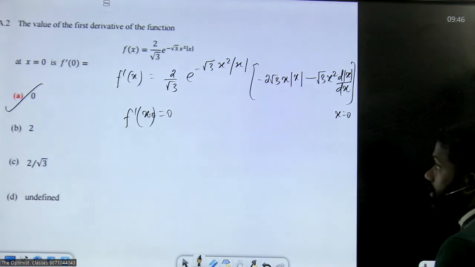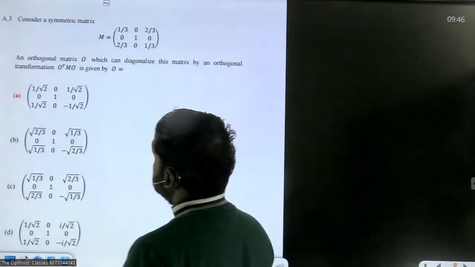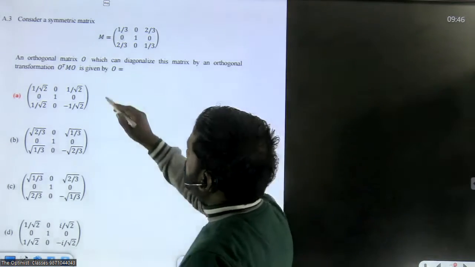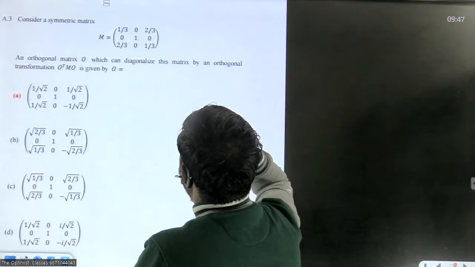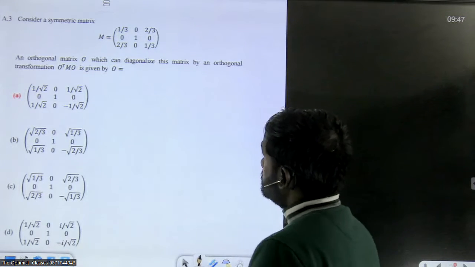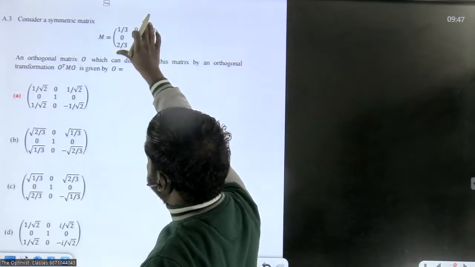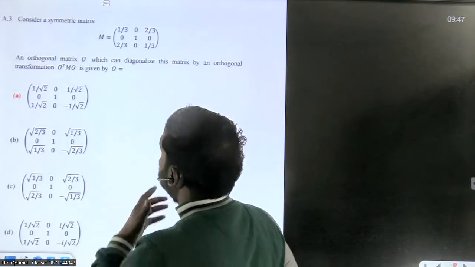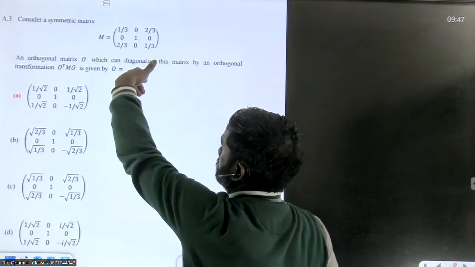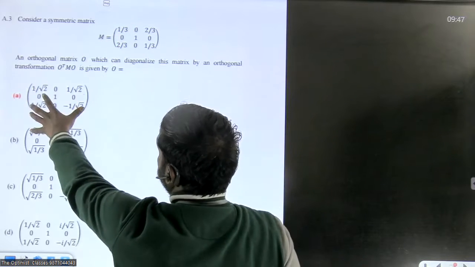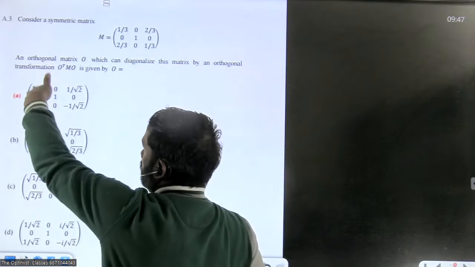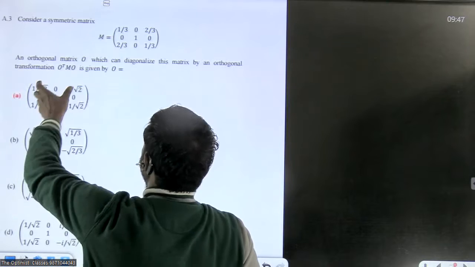Okay. All right, now this question says consider symmetric matrix M, and orthogonal matrix O, which can diagonalize this matrix by an orthogonal transformation, is given by. See, the matrix which diagonalizes this given matrix is actually obtained by eigenvectors of this matrix. Okay, meaning if this matrix O diagonalizes this matrix, then its column vectors are actually eigenvectors of this matrix.